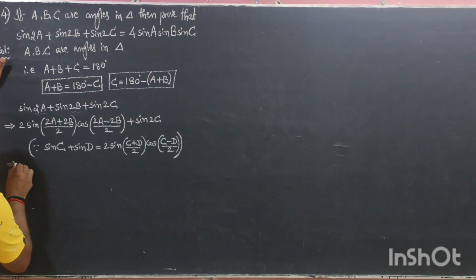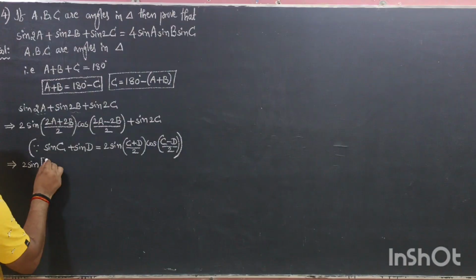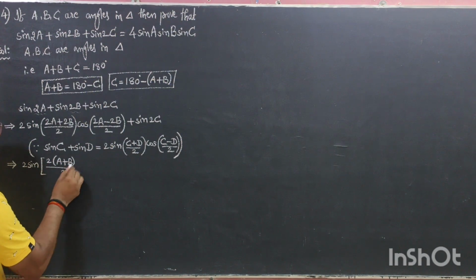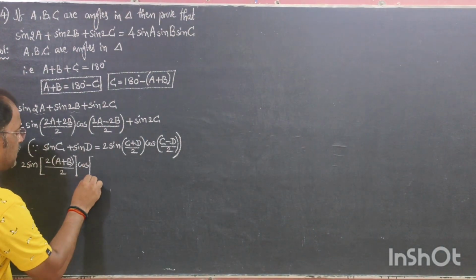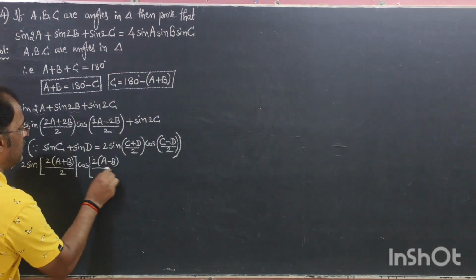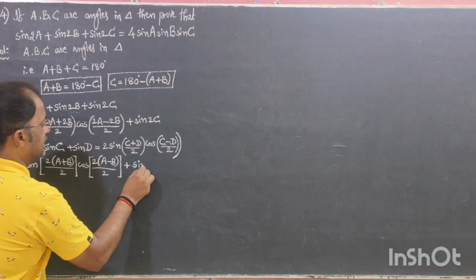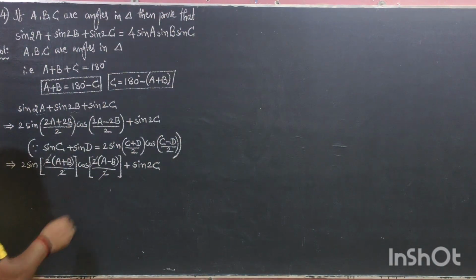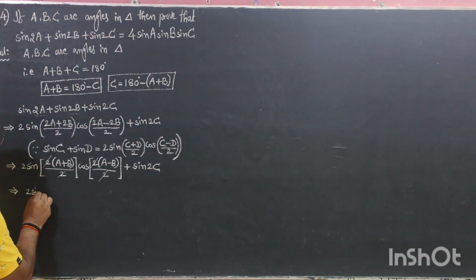So next, 2 sin of (2A plus 2B) by 2, where 2 is common from the numerator, remaining A plus B, and the denominator 2 is as it is. Next, cos of (2A minus 2B) by 2, again 2 is common, remaining A minus B by 2. Next, plus sin 2C again as it is. From numerator and denominator, the 2s get cancelled. What remains is 2 into sin of A plus B.